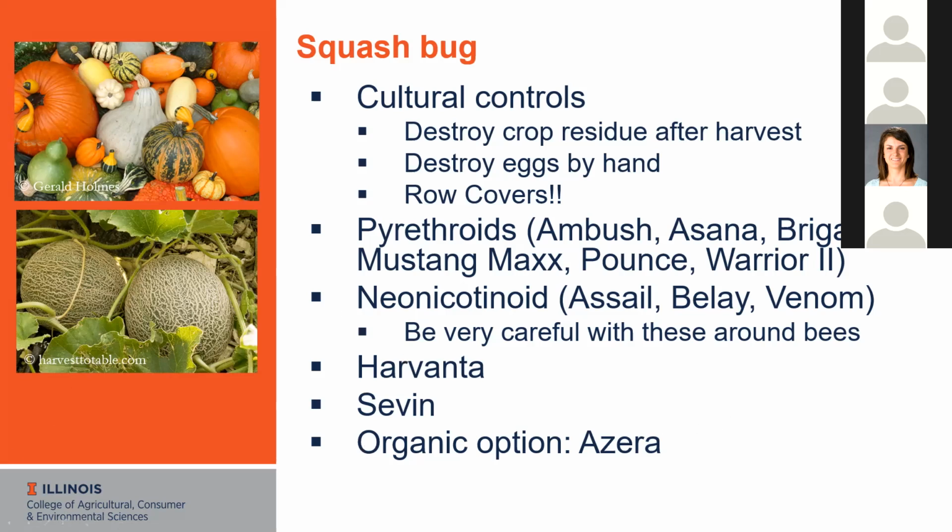And there are actually more modes of action insecticides labeled for squash bug than really any of the other pests that I've talked about so far. And so again, you have a bunch of pyrethroids that you can choose from. These neonicotinoids, as I will probably say every time I mention neonicotinoids, you've got to be really careful with these around bees. You never want to spray when there's blooms. And then there's a couple other modes of action. Arvanta and Sevin are 2 other groups of insecticides. So you would be able to do some rotation of chemistries for control of squash bugs.